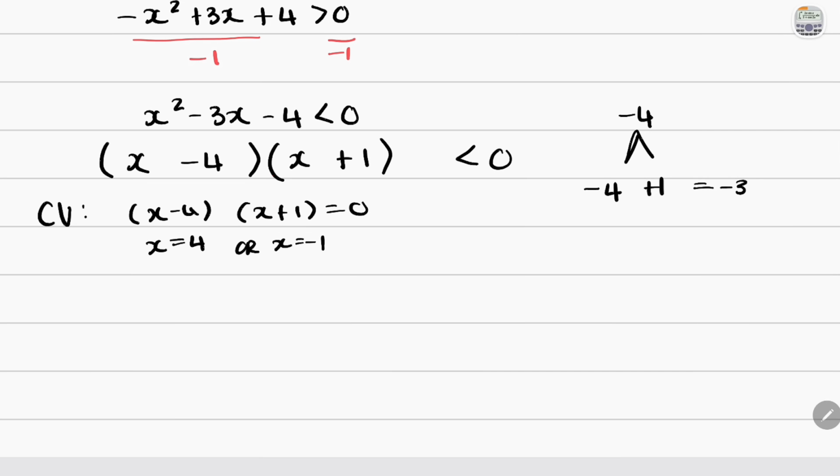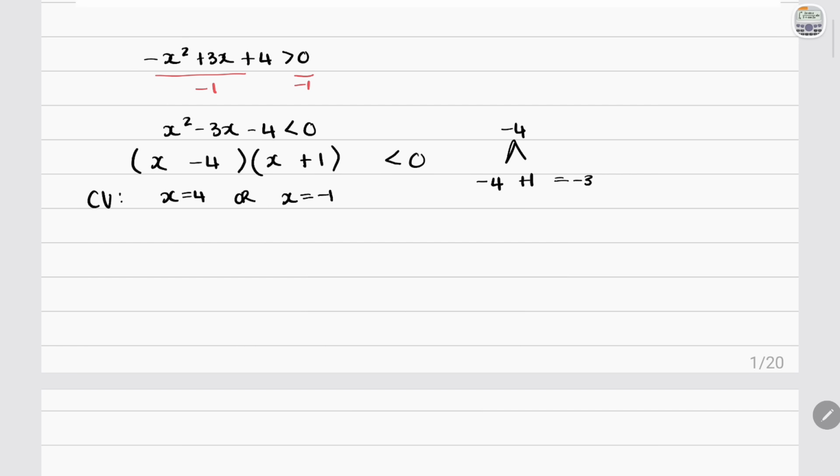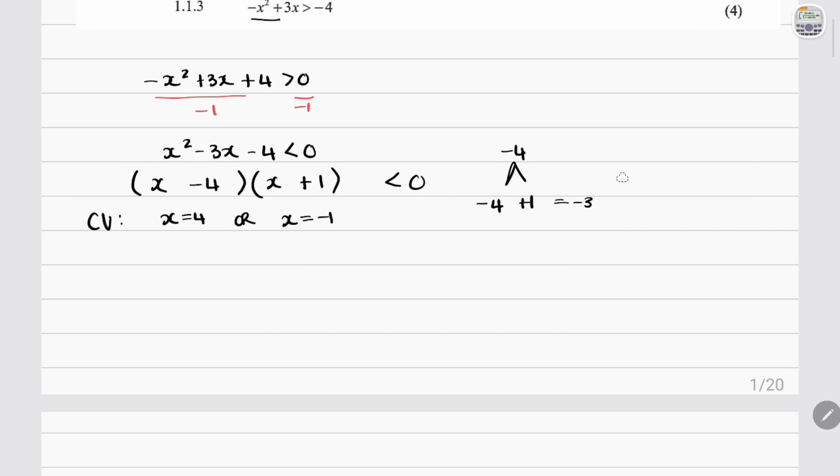We're just solving for x like we did in question 1.1.1. So we know our critical values are simply just 4, and we also have negative 1. So these are our critical values. Now we can finally solve for x. So to solve for x here, it's an inequality.